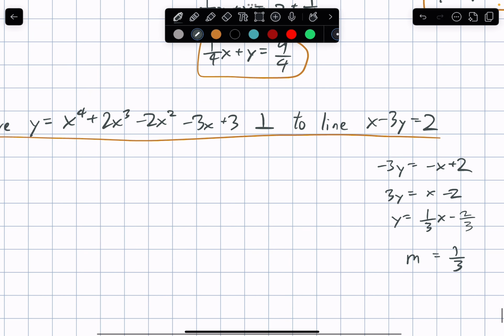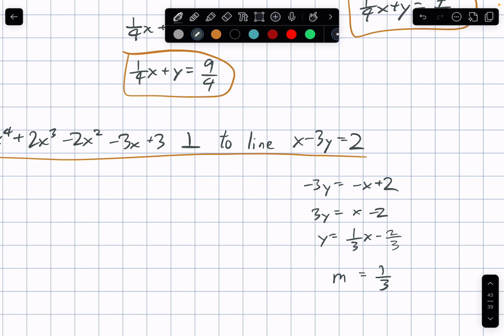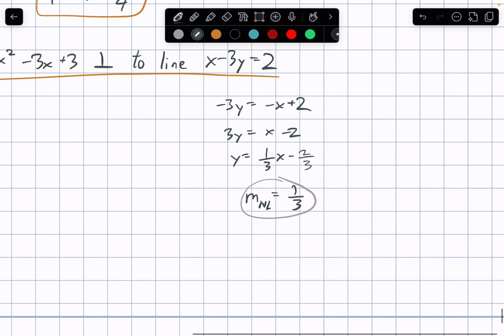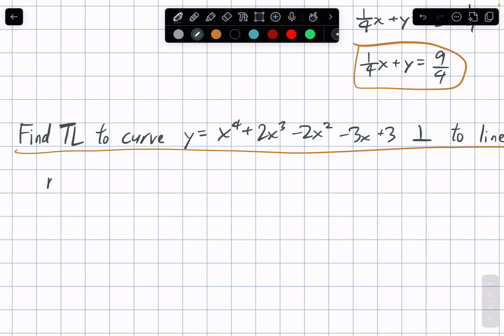So whose slope is this? Since we have the curve and it is perpendicular to the line, this means this is the slope of the normal line, which also means the slope of the tangent line is negative 3. So let's find the derivative of the curve. MTL is equal to the derivative of the curve, which is equal to 4x cubed plus 6x squared minus 4x minus 3.